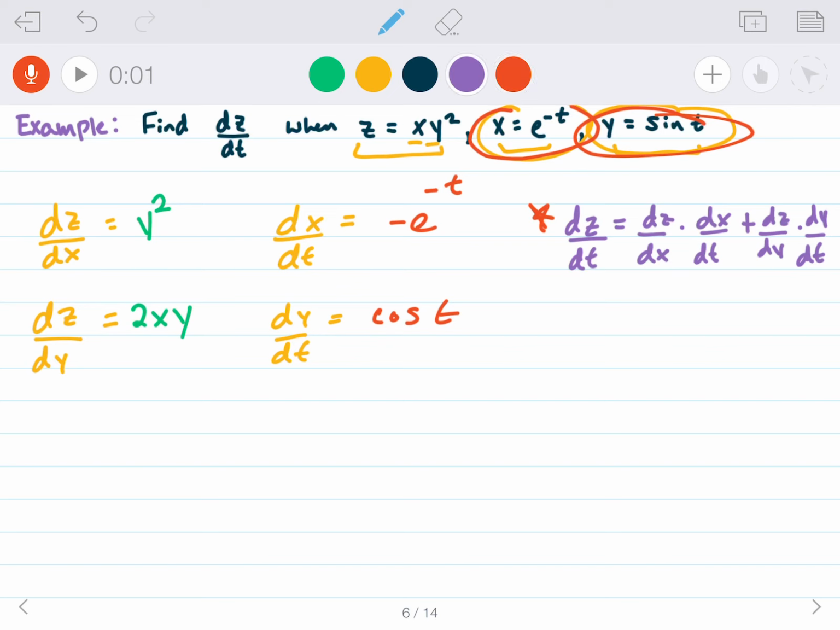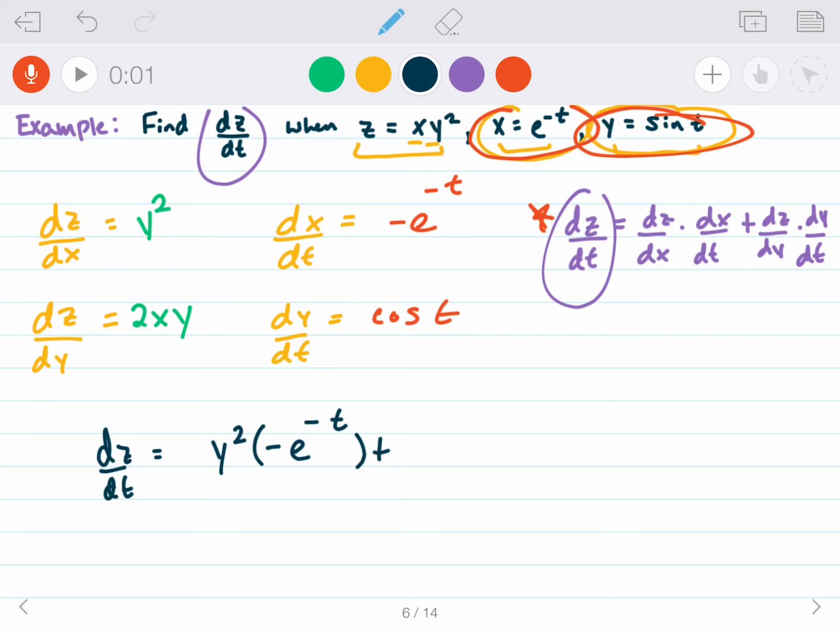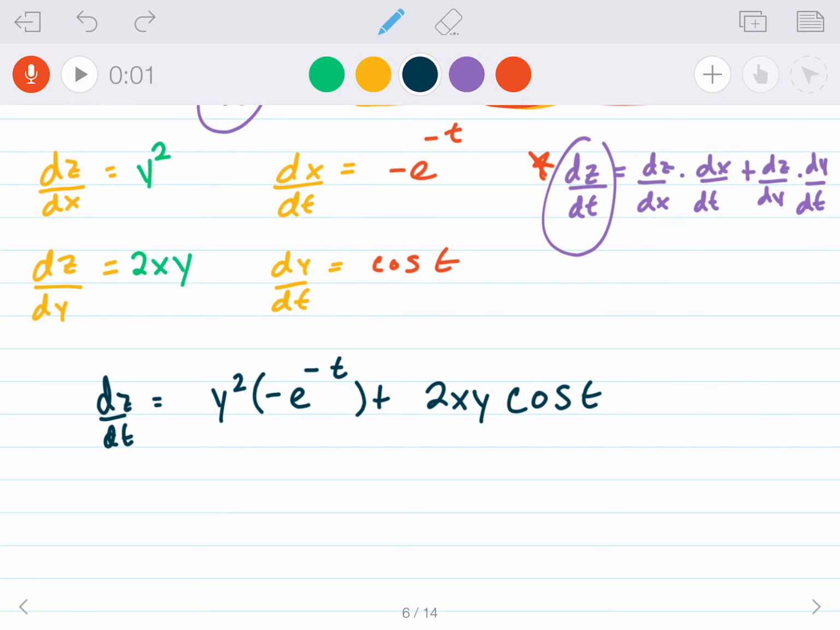Okay, now putting all of this together, again, we're trying to find dz/dt. So dz/dt is going to be dz/dx times dx/dt, plus dz/dy times dy/dt. Okay, and now I need to substitute my x and y values because I'm trying to find the slope of z with respect to time, with respect to t.